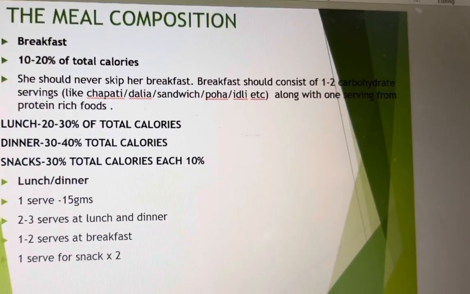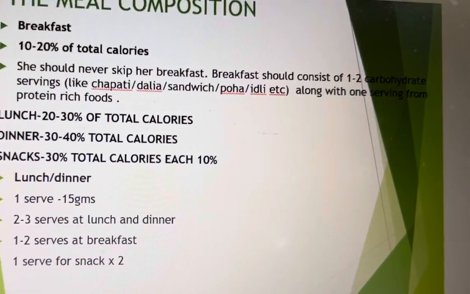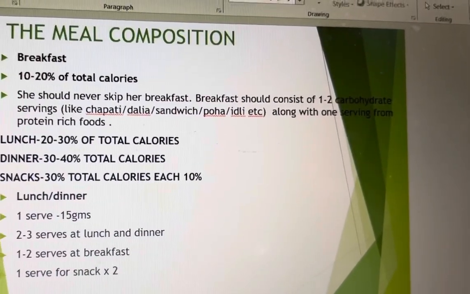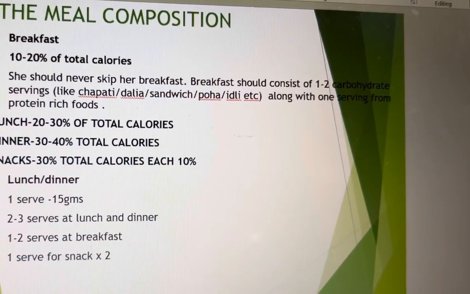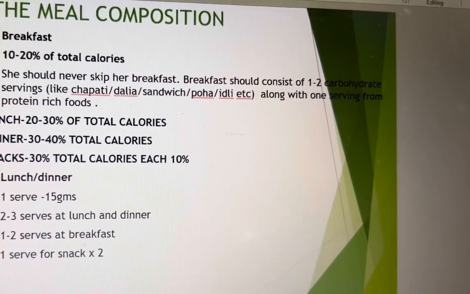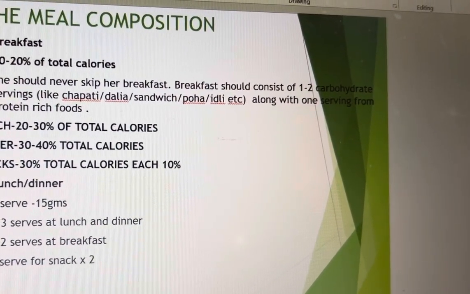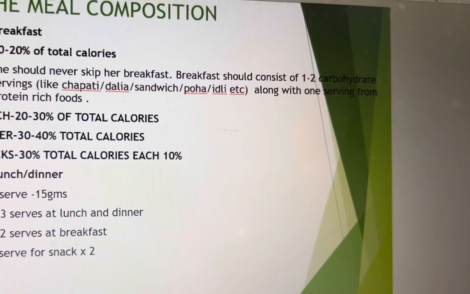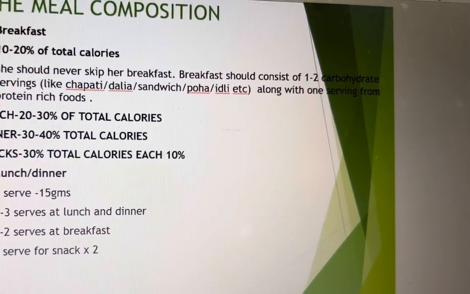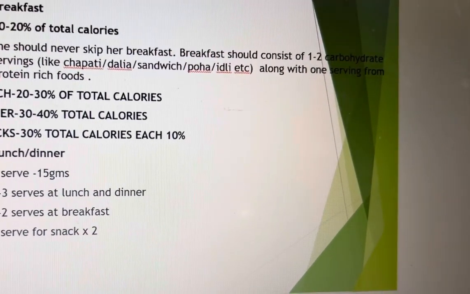The meal composition: now we are talking about what should be in breakfast, what should be in lunch, what should be in dinner, and what should be in snacks. First, breakfast. 10 to 20% of the total calories should be included in the breakfast. She should never skip her breakfast. Breakfast should consist of 1 to 2 carbohydrate servings like chapati, dalia, sandwich, poha, 2 to 3 idlis, etc., along with one serving from the protein-rich foods.